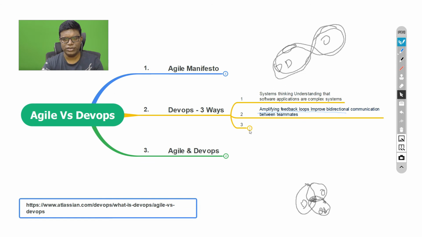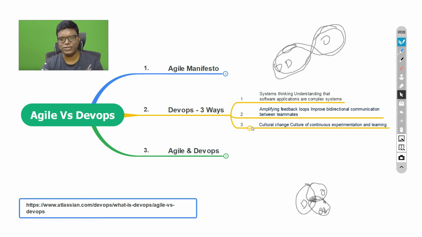So what is the next one? Culture change, a culture of continuous experimentation and learning. This is easier said than done. In waterfall, if there is an architect, someone who decided this is the way it has to be done, that's the way it will be done.